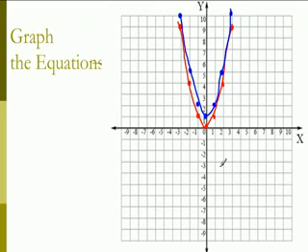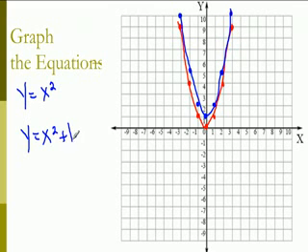Alright, now, what is different about these graphs? And what is the same? Well, one equation is y equals x squared, and one is y equals x squared plus 1. Now, I probably should have written this in red. So let's take that off. Y equals x squared. Now, what do you notice differently about this graph?